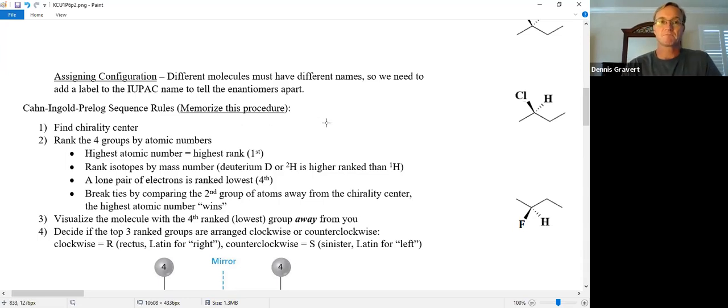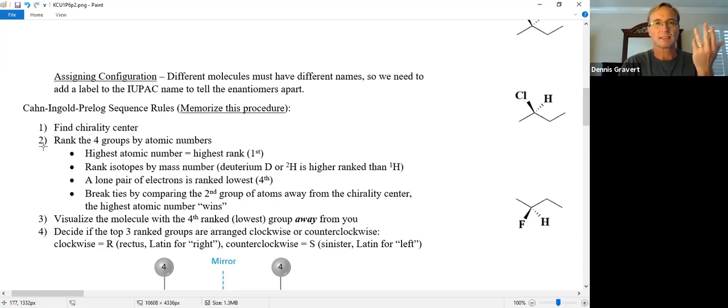Okay, so what is this procedure? You're mainly going to use this if you have a chiral molecule. So you first have to find the chirality center. That atom, which is usually carbon, attached to 4 different groups. Cool, that's what makes the molecule chiral. Find the chirality center and then look at the 4 groups and rank them.